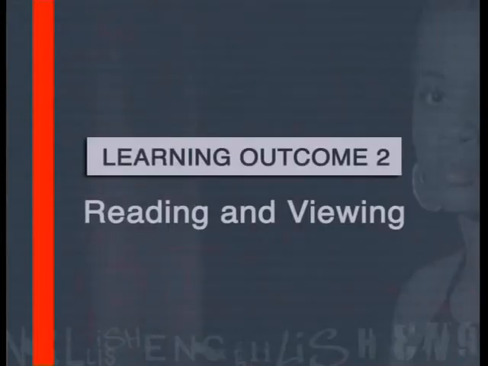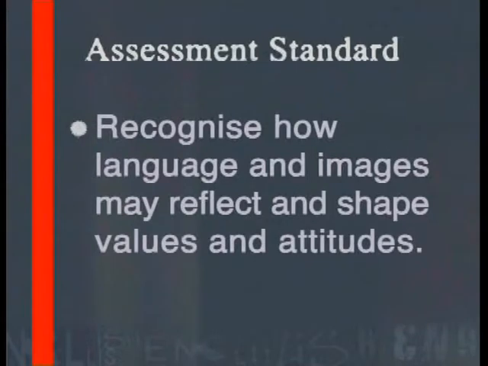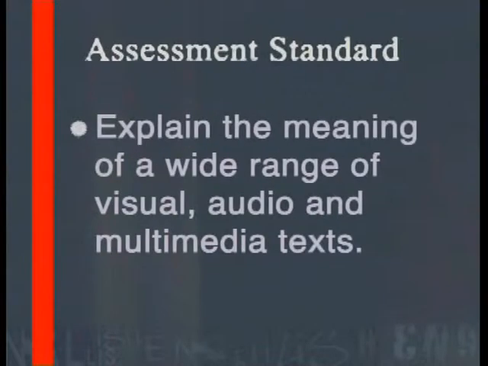The following lesson is linked to Learning Outcome 2, Reading and Viewing. It addresses the assessment standards that require learners to recognize how language and images may reflect and shape values and attitudes and explain the meaning of a wide range of visual, audio, and multimedia texts.